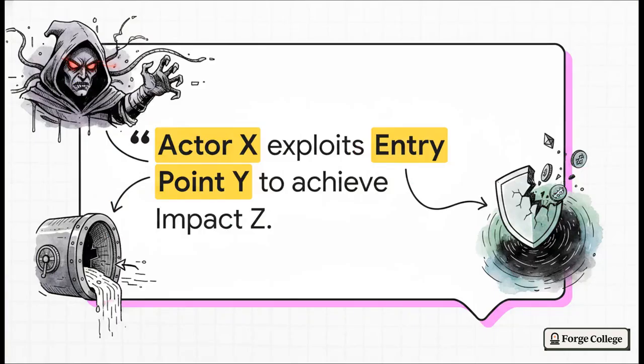Then we hit step 3, enumeration. Now, the crucial point here is that you need extreme specificity. You can't just jot down, hackers might steal funds. I mean, yeah, obviously, but that doesn't help anyone actually fix anything. You need to use this exact formula. Actor X exploits entry point Y to achieve impact Z. For example, a malicious DApp injects a deceptive confirmation screen to trick the user into approving unlimited token allowances. Boom. Right? That is specific, it's testable, and it tells your engineering team exactly what attack path they need to block.